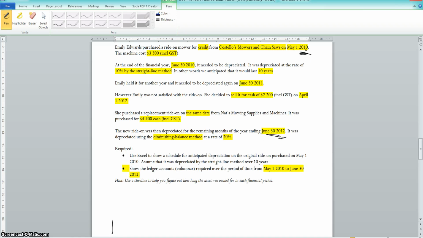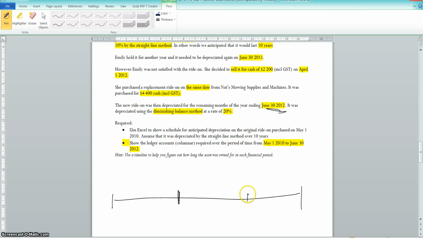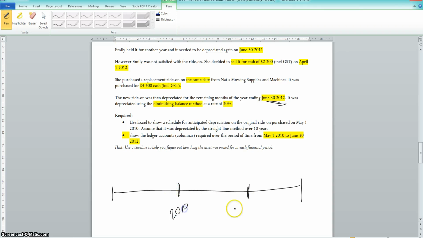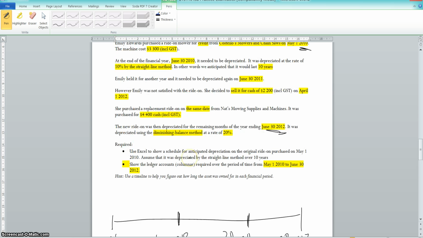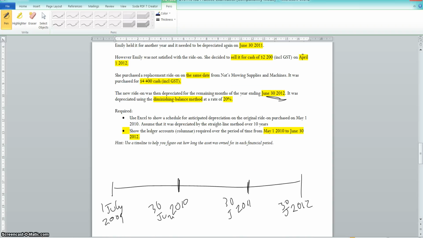So May 2010 is within the 2010 financial year, right? So we've got 3 financial years, 2010, 2011, and 2012. So this is all 30 June, etc. This obviously is the 1st of July, that's the first day of the financial year. So if we scroll back up, our first machine was purchased on the 1st of May 2010, which is 2 months prior to the end of the financial year. So we'll say purchased mower.